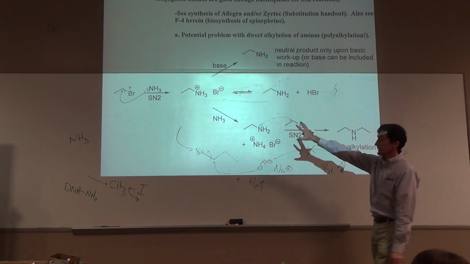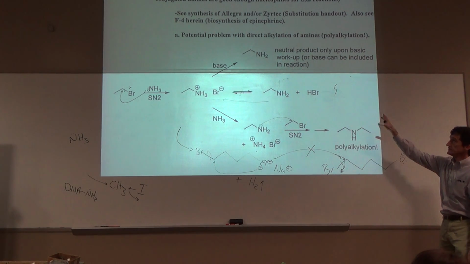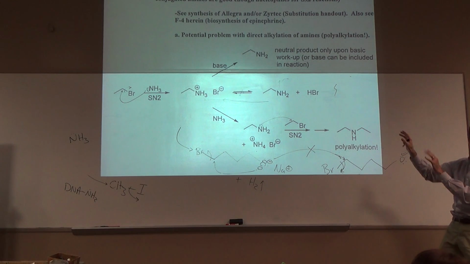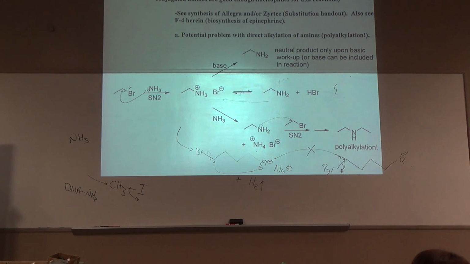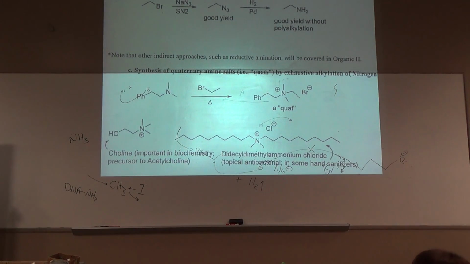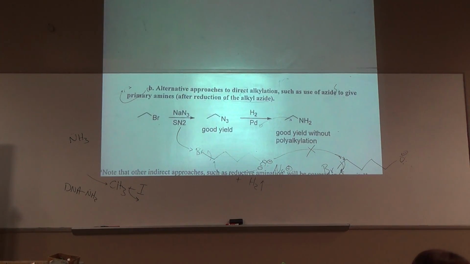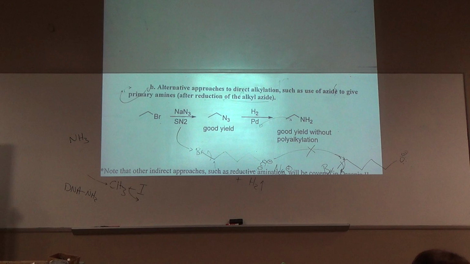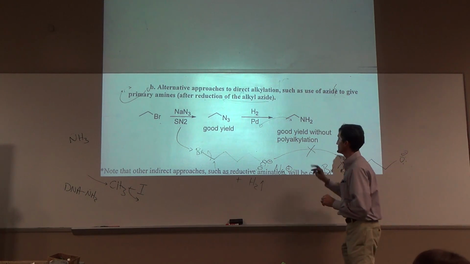You have to look through this, but a lot of your equilibrium is here, your acid-base chemistry. There's a lot of understanding that goes into that. Because of that potential problem, we'll see lots of indirect approaches for getting alkyl groups on nitrogen.